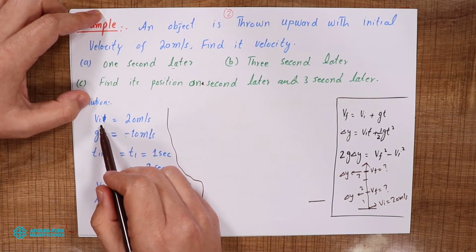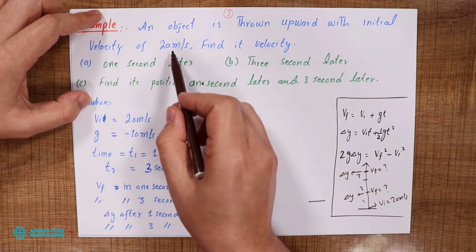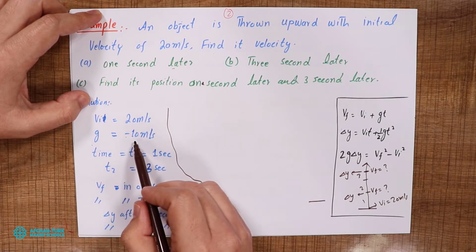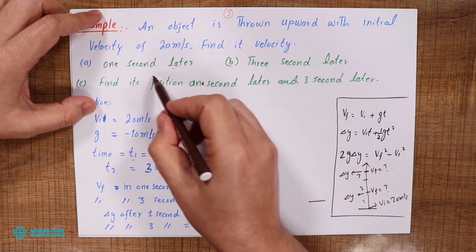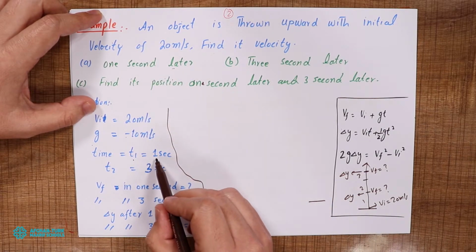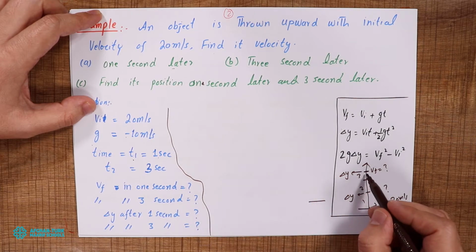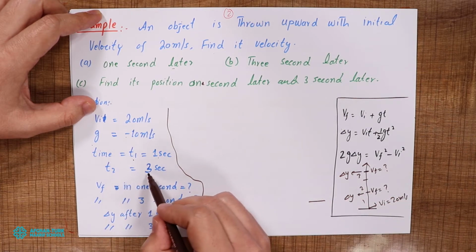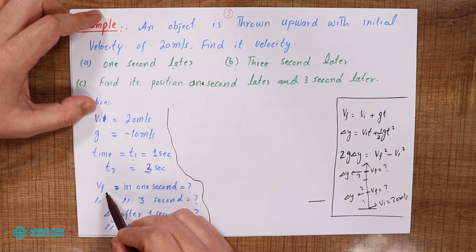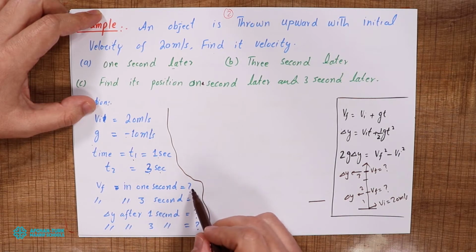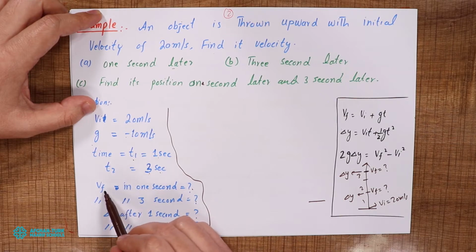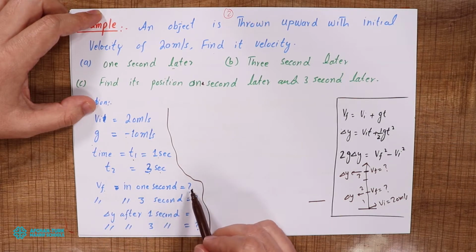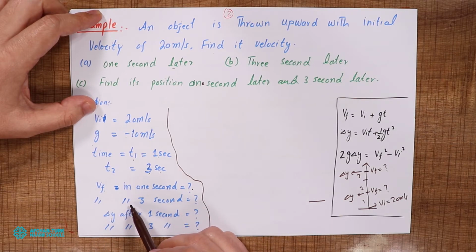I already wrote here. The initial velocity is equal to 20 meter per second. The g value is minus 10. For example, they ask 1 second later, t1 is 1 second. t2 means after 3 second, this is 3 second. So vf in 1 second is unknown, and vf in 3 second is known. Like final velocity after 1 second we will find, and final velocity after 3 second we will find.